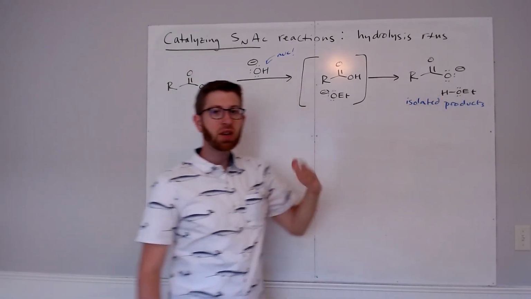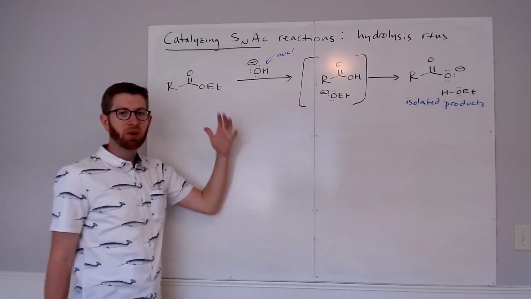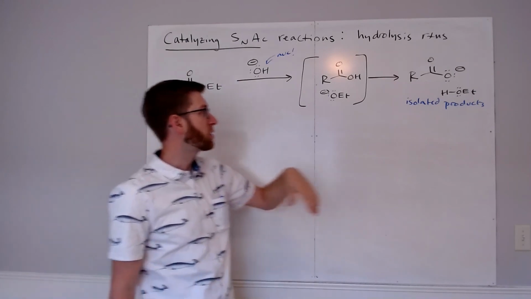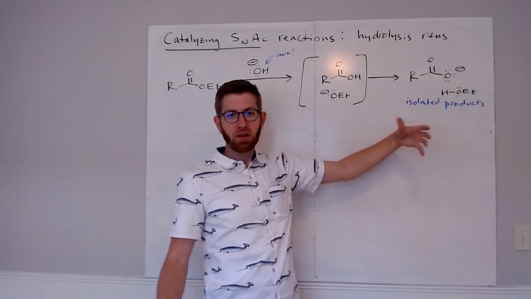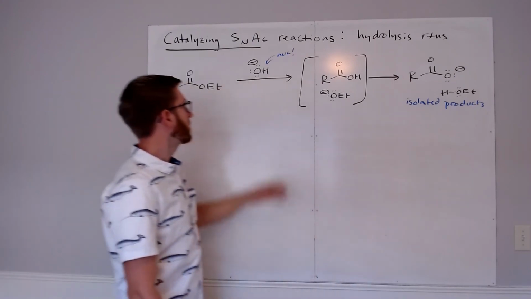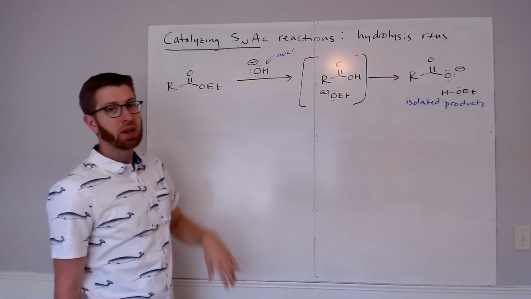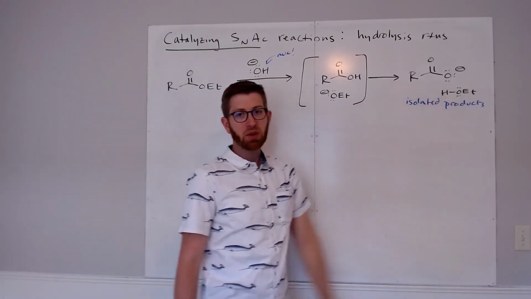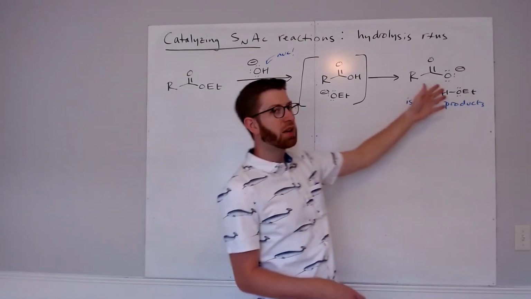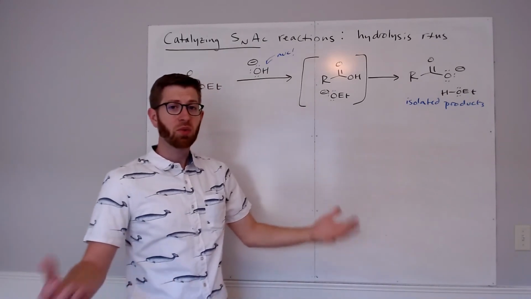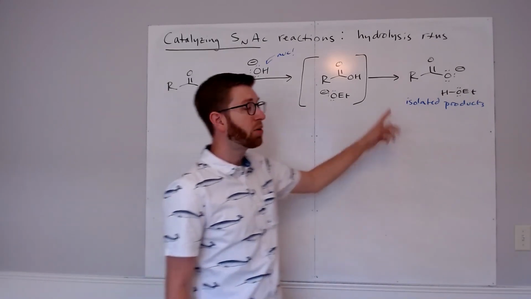So what you would actually isolate from one of these base-promoted or base-catalyzed hydrolysis reactions looks a little bit different than what you would expect using the SNAc general scheme where we just trade OH for OEt. Right? There's this acid-base chemistry at the end, which is actually kind of counterproductive. In a lot of cases, what we would do is make this compound, and then as part of our extraction or workup, we would maybe add some acid to put the proton back on.